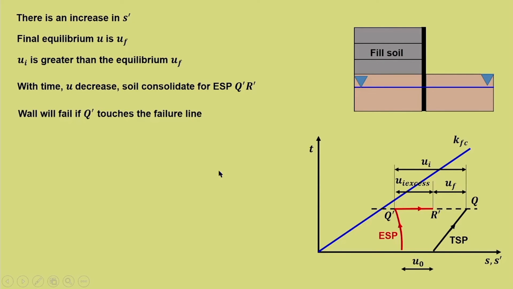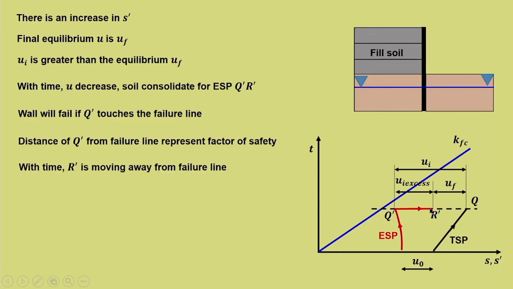The wall will fail if Q dash touches the failure line. So, definitely in this particular case where we have backfilling, we know that the soil will fail only under undrained condition, that is, immediately after the construction. With time, as the pore water pressure dissipates, it moves away, so it is not going to fail in the long term. So, the distance of Q dash from the failure line represents the factor of safety. With time, R dash is moving away from the failure line. So, the factor of safety increases with time.